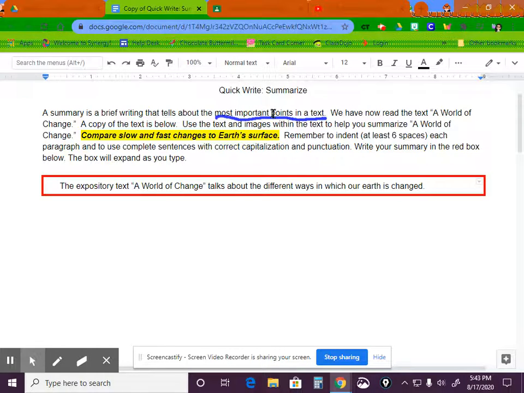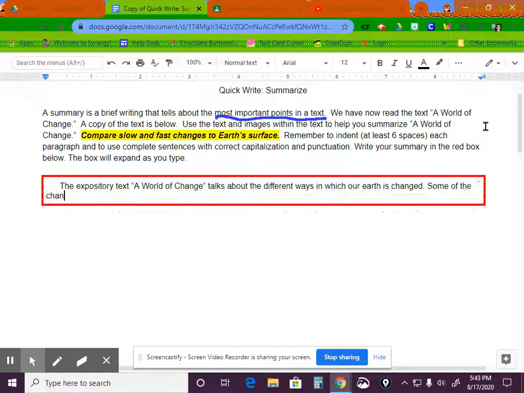So I'm telling my readers I'm going to be talking about a world of change, and I'm going to be comparing some different types of changes. I know I want to mention slow changes and fast changes. I can do that very simply. Some of the changes on Earth happen very slowly. Again, a space after my period. While other changes, let's take out that while.